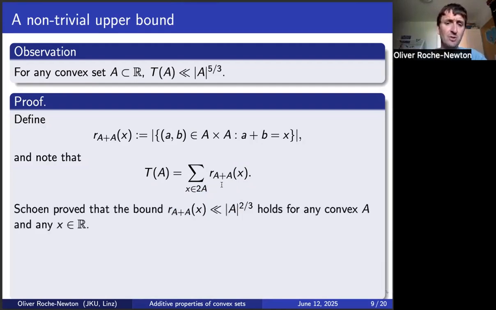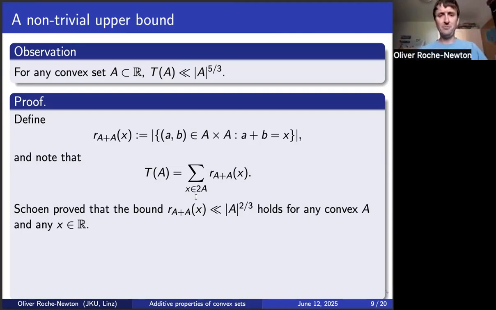Then we notice there's this theorem of Schön, which has also been proved a few other ways now. There are a few interesting proofs of this bound. Schön proved that r_{A+A}(x), the number of representations of x, is small for any convex set. Actually, you could think of this as another measure of additive structure: how many ways can a single element be written? This Schön result is optimal, and that's one of the things we're going to be explaining more when we finish writing this paper.